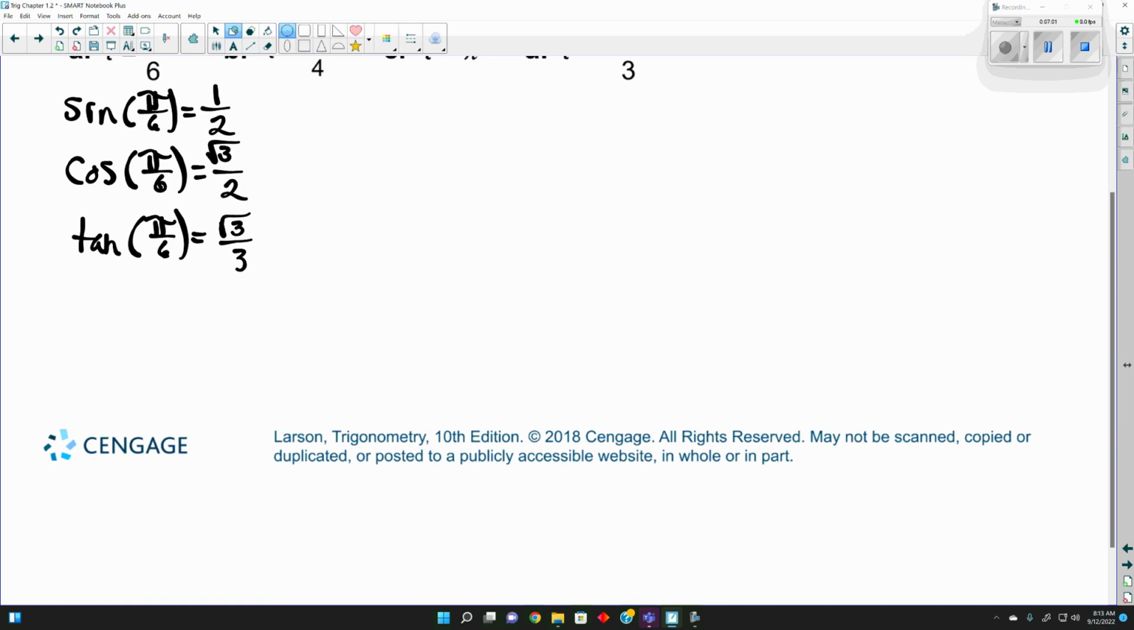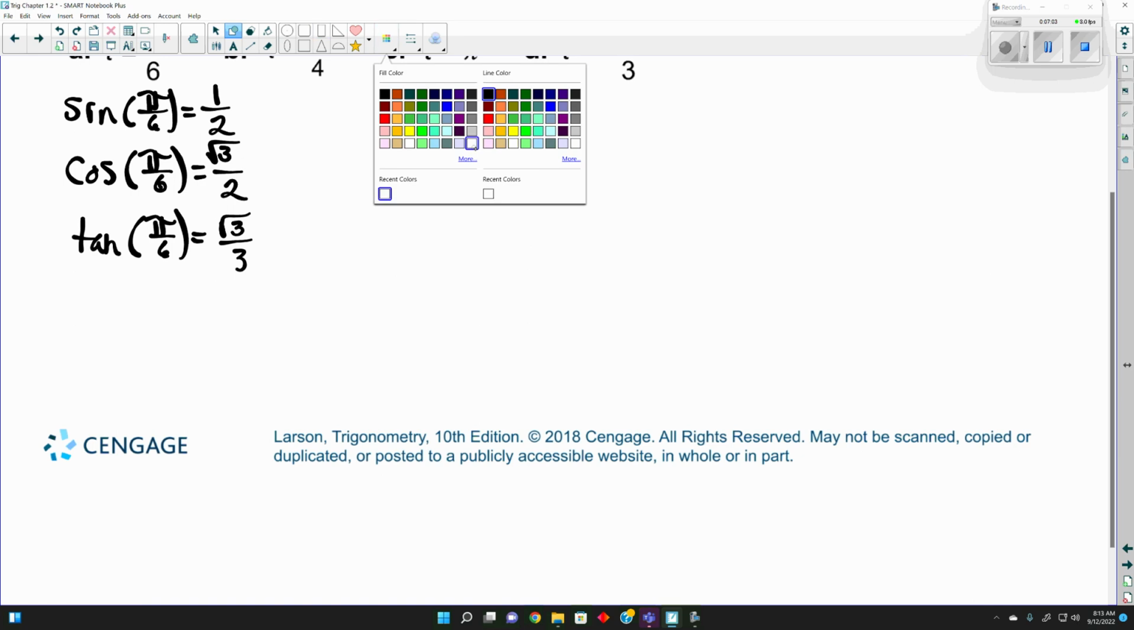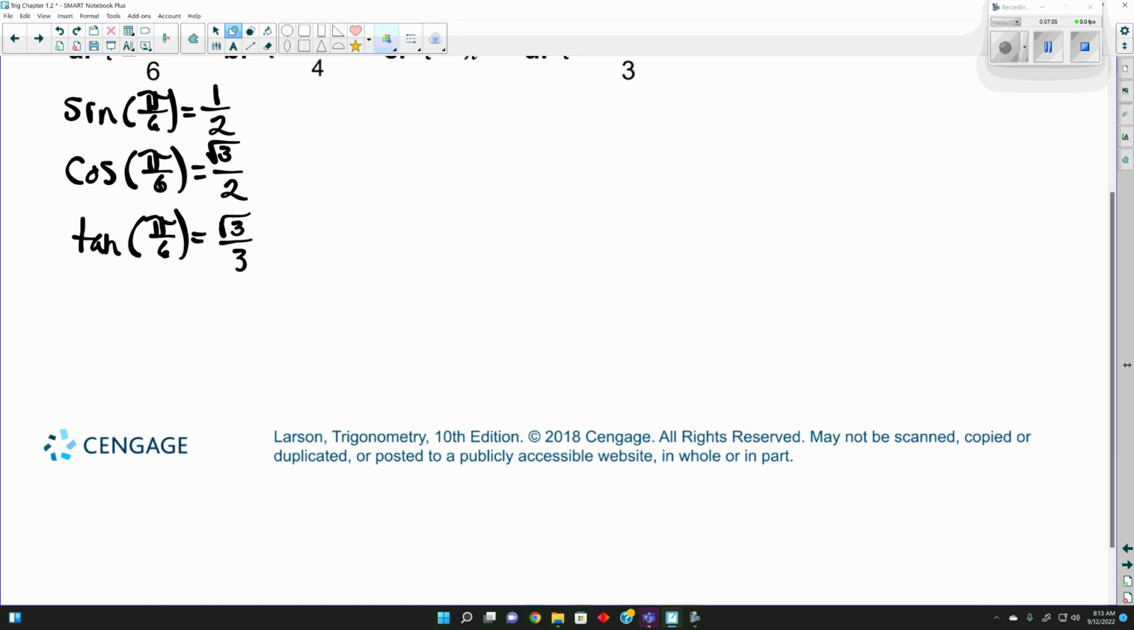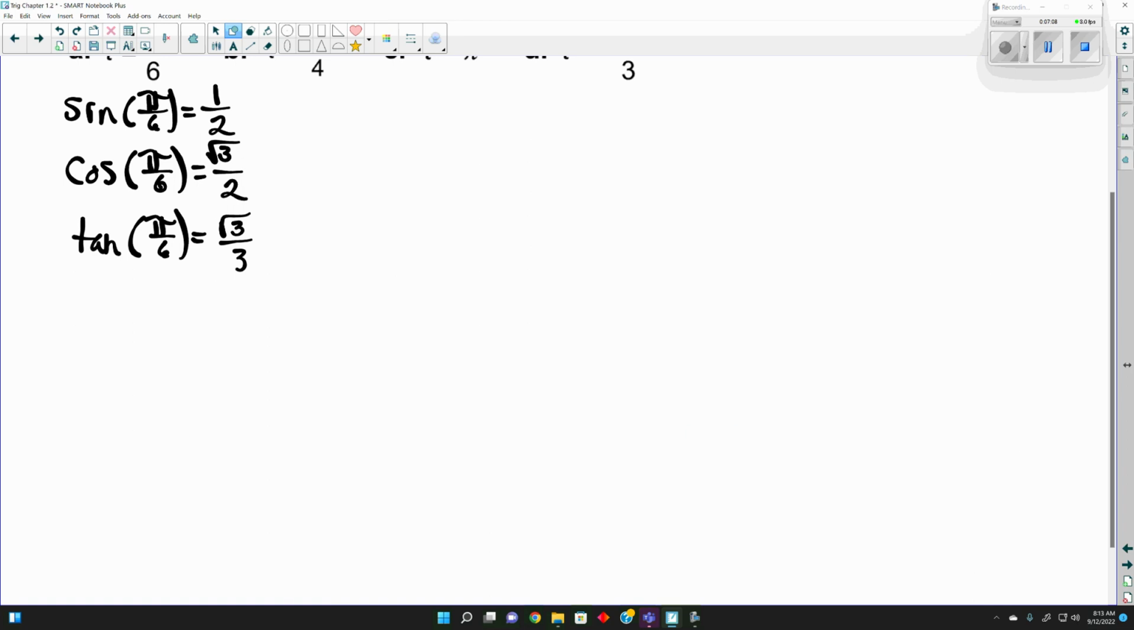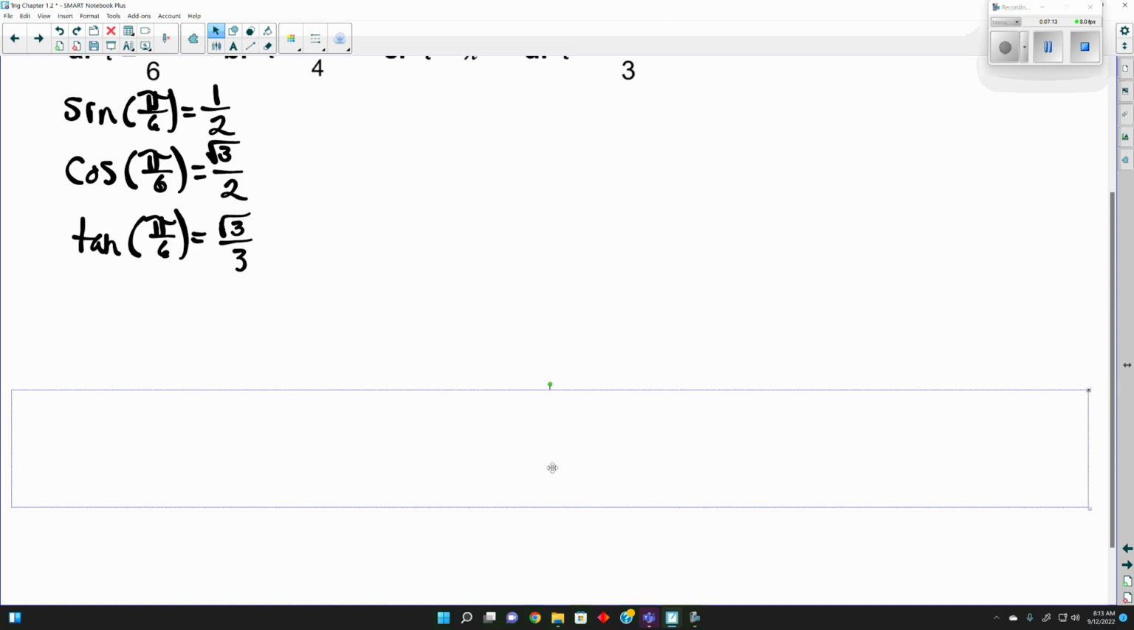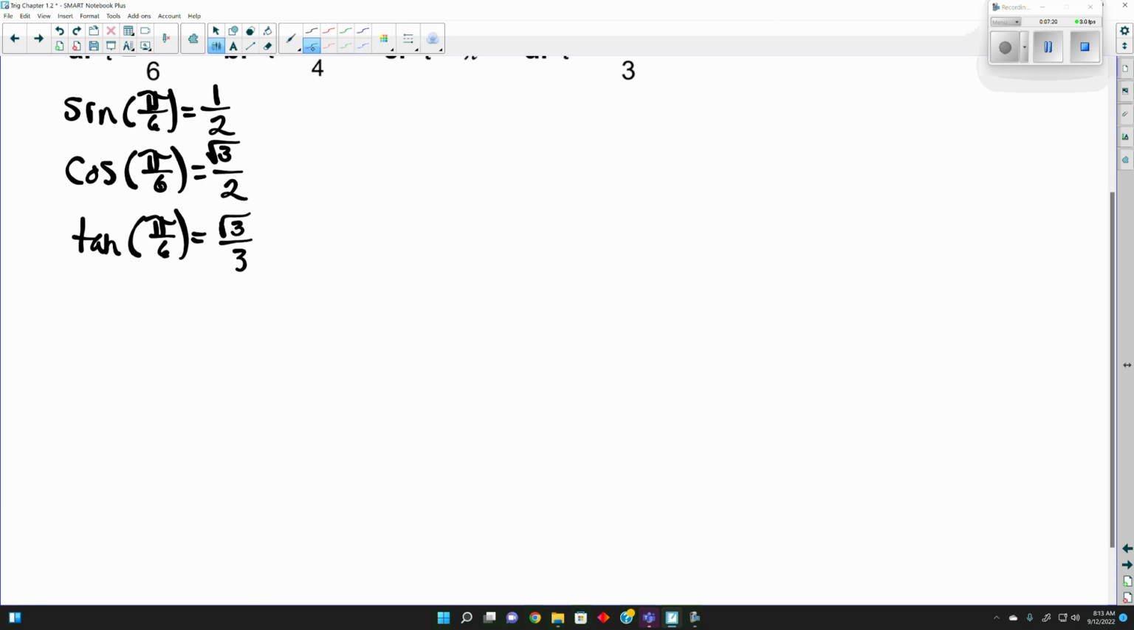Any questions on this so far? So we good with these three so far? Yes? Now the next one we're looking at is cosecant of pi over 6.